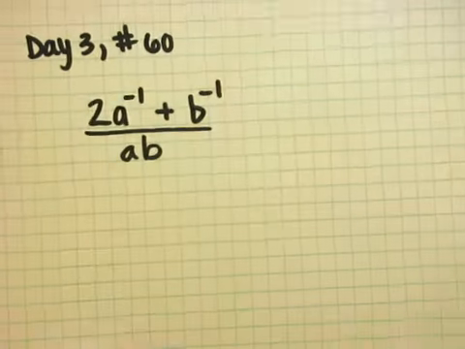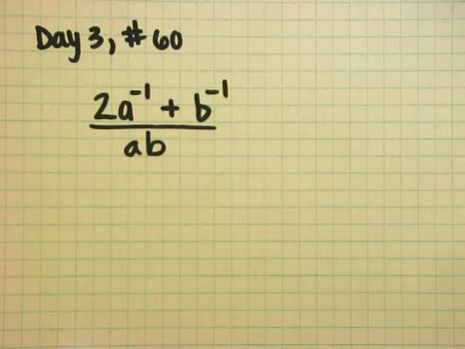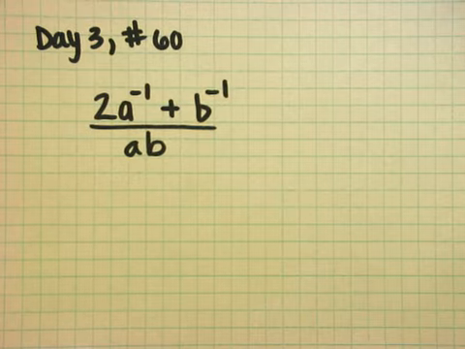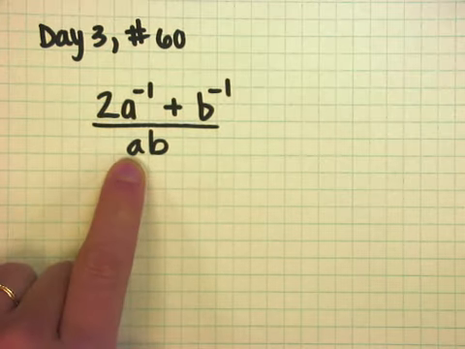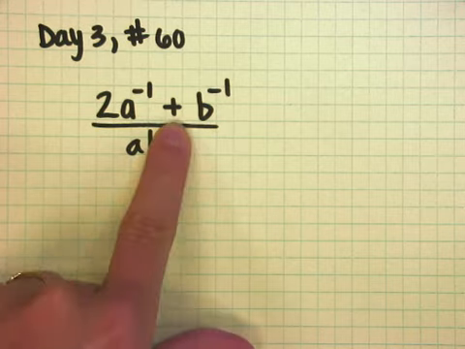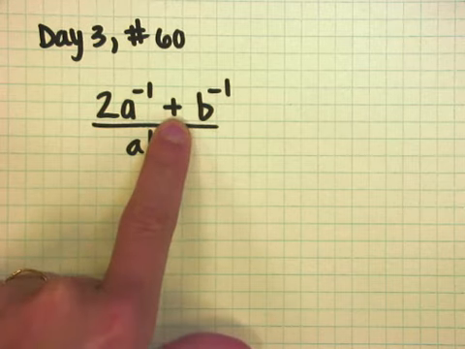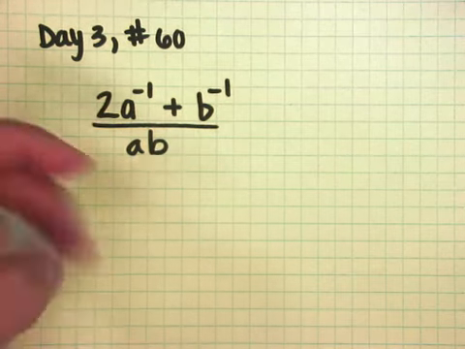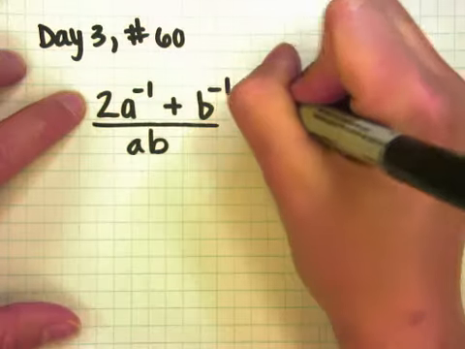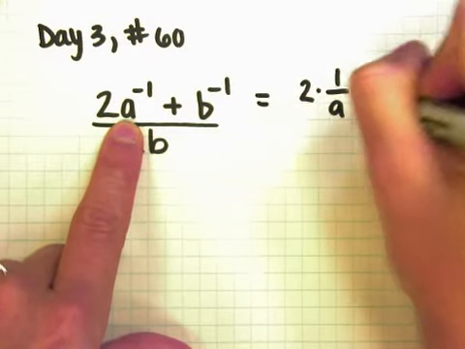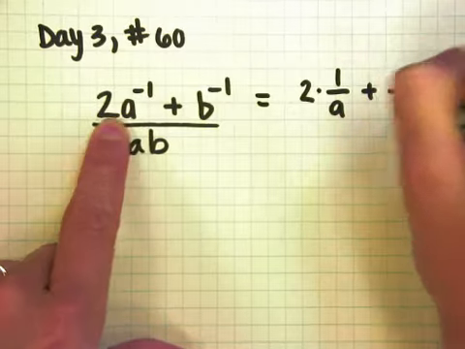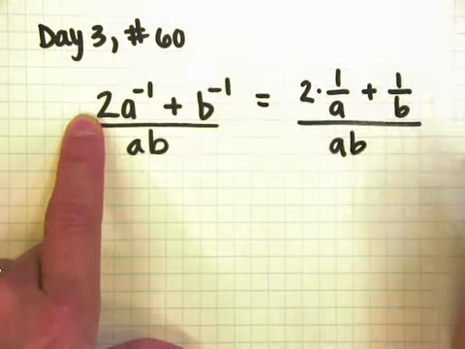All right. The next problem I've got is also day 3, number 60, but it is number 60 on the back page. I think the problem you guys probably had with this is you know that the negative exponent flips the a down to the bottom and makes the a to the first on the bottom. Same with the b. The only problem here is you have that plus sign that blocks you from being able to flip it. So instead, when you flip it to the bottom, you have to make it 2 times 1 over a plus 1 over b, and this is all over ab.